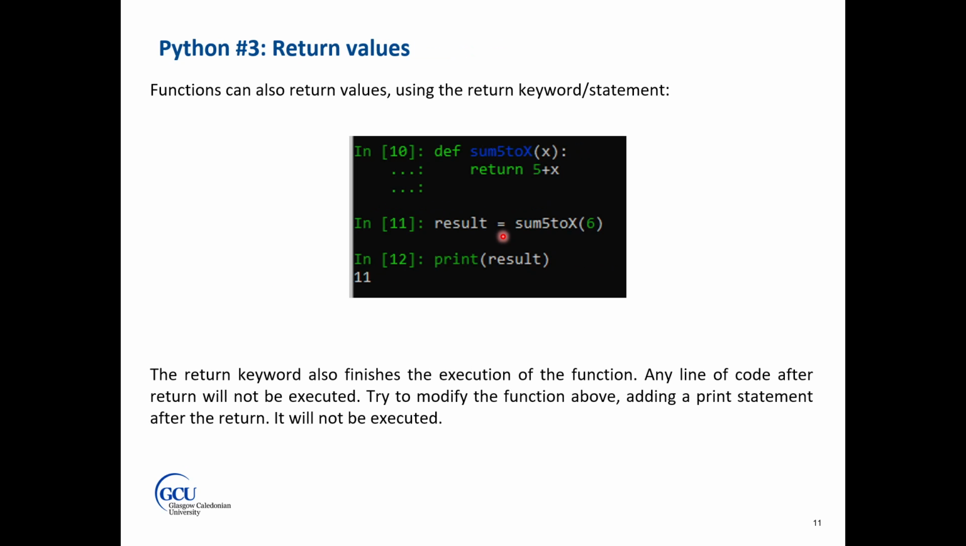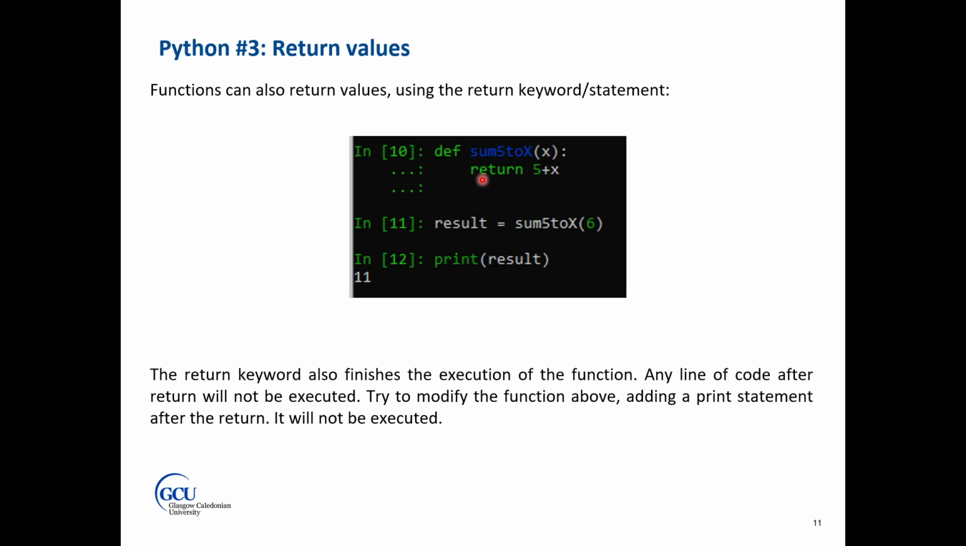So the last thing we need to do to understand functions in Python is the return statement. Beyond doing things like print or manipulating data, sometimes we want functions to return values, like the ones we were doing before in maths. In order to do so, we are going to use the return keyword or statement. So for example, if I have a function, which is def, remember, we are defining a function. The name of this function is sum 5 to x, and it's only going to have one argument, which is going to be x.